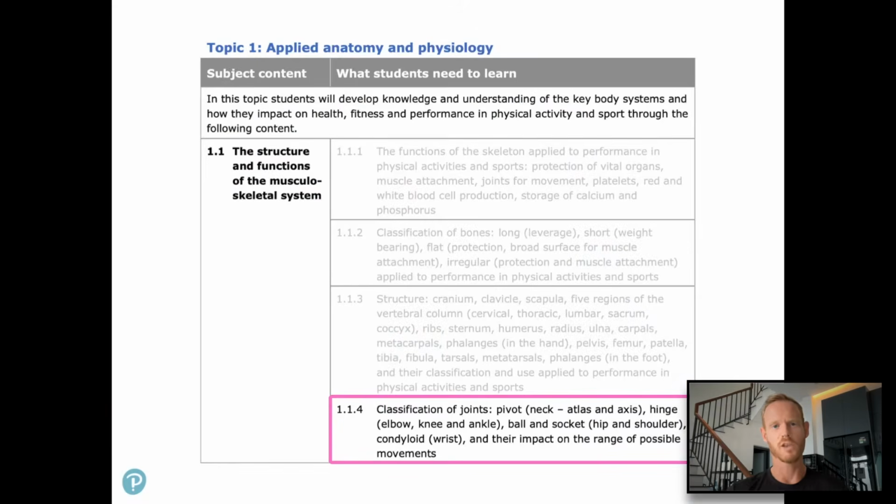Well done, you've just covered absolutely everything you need to know on the classification of joints and the role of ligaments and tendons.